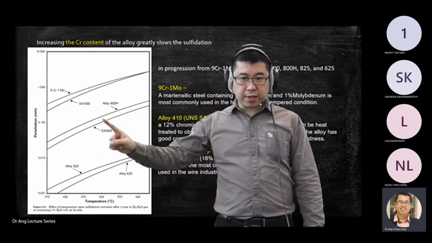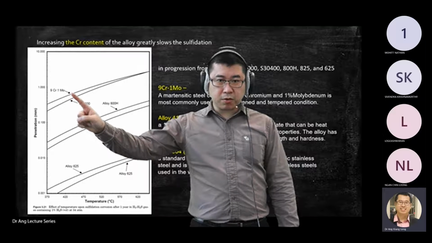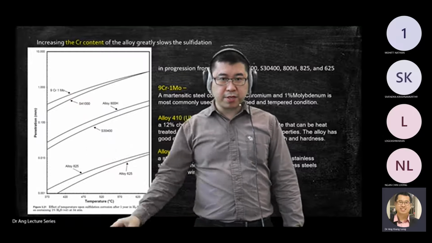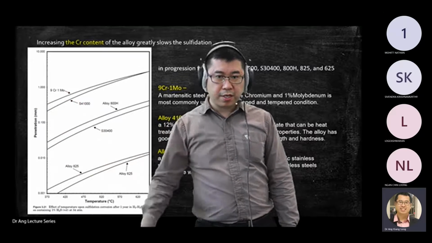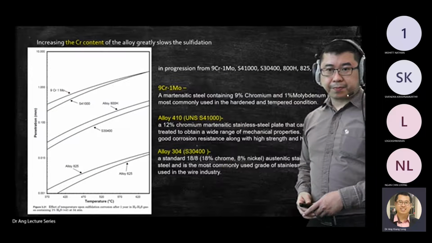Okay. So if you increase the chromium percentage, you're going to drop a little bit, although this one is 9, this is 12. So you still see the small differences in their penetration value. It means the corrosion value, right?